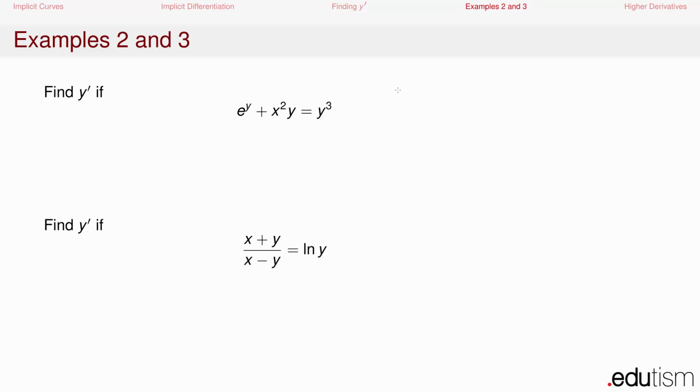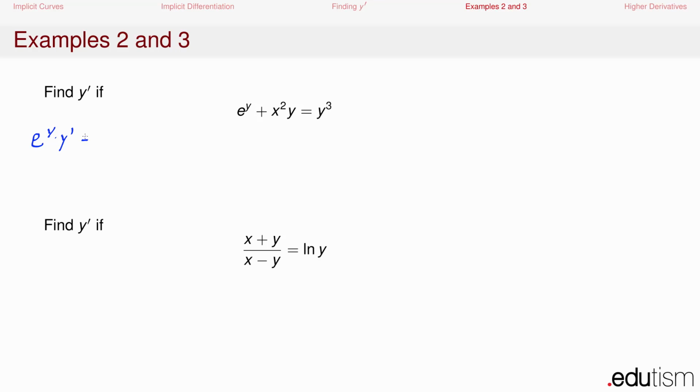So now I'm going to do a couple examples of finding y prime using implicit differentiation. In this first example, we have an implicit curve and we want to find y prime. So we're going to start by taking the derivative of both sides. The derivative of e to the y is e to the y times y prime. That's using the chain rule.